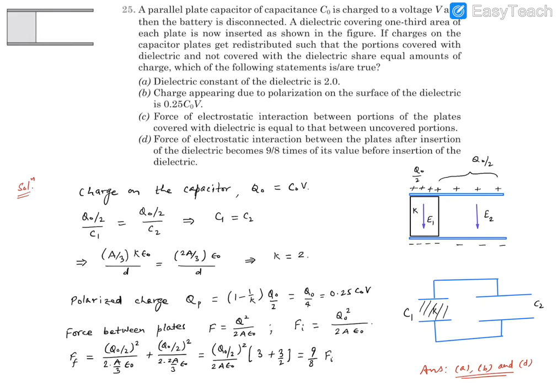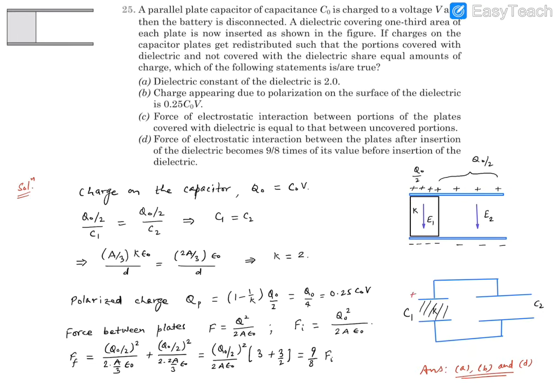Then after this, the dielectric is inserted in 1/3 of the area. This charge is going to be Q0 by 2, and the rest of the charge is also Q0 by 2. As the positive charge gets redistributed, the negative will also get redistributed. Now let's say here the electric field is E1, here it is E2, and the dielectric constant is K. We can have an equivalent circuit diagram. There is a capacitor C1, there is a capacitor C2, they are connected by the same metallic body, that means they are connected in parallel.